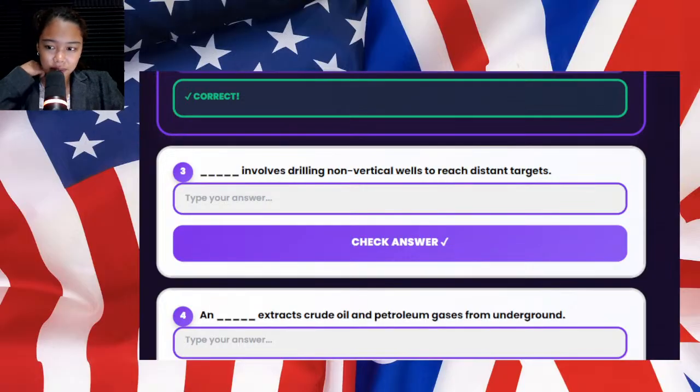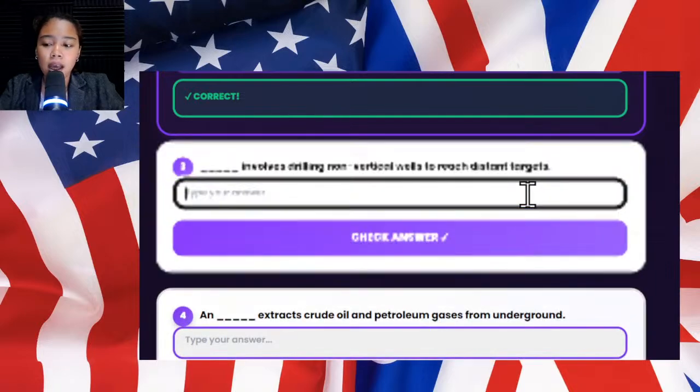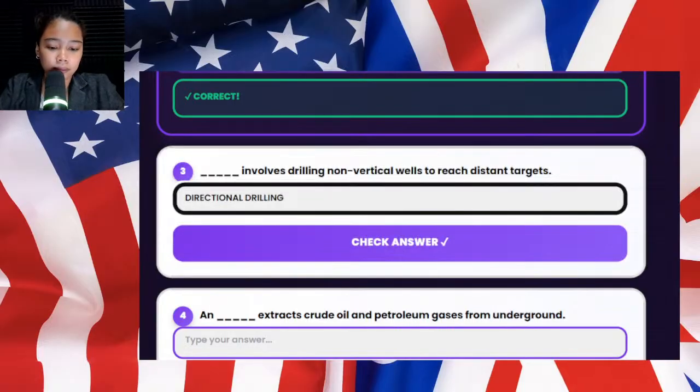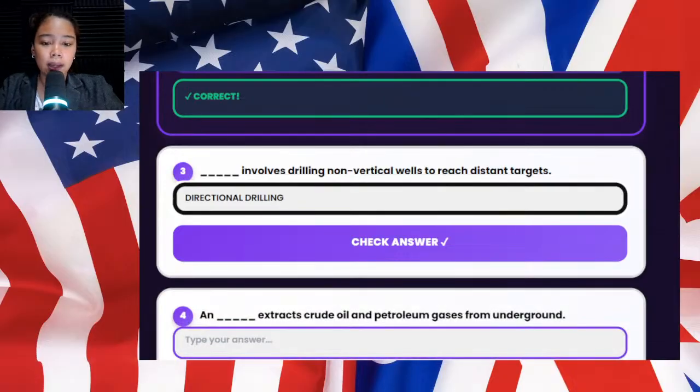Okay, what is your answer here? It is more of a type of drilling. This type of drilling involves drilling non-vertical wells to reach distant targets. Our answer here would be directional drilling. Okay, that one. Directional drilling.